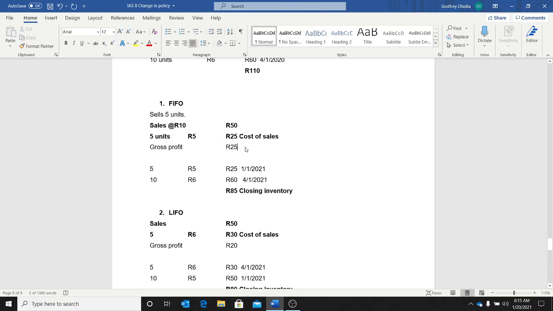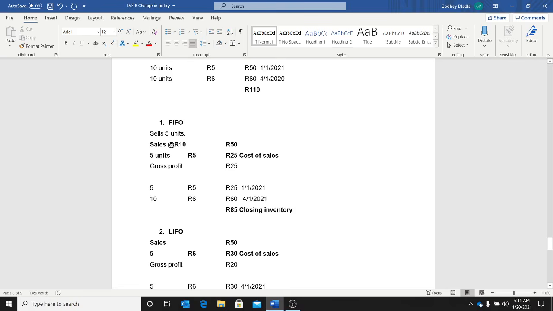Okay. Now, once you've done that, you will be left with 5 units from the ones on this date. Remember, you sold 5, you'll be left with 5, right? Then you'll also be left with the 10 at 6 rand, which is 60. Now, if you add the two, your closing inventory, meaning the inventory on hand, the value of it is 85, right? If you are using first in, first out.